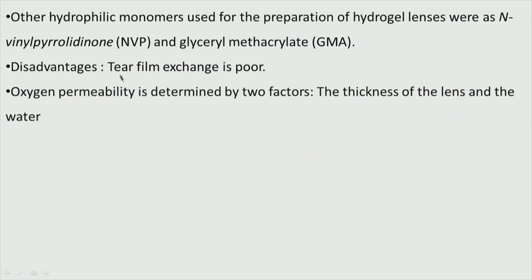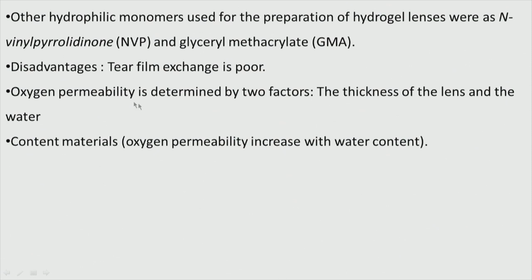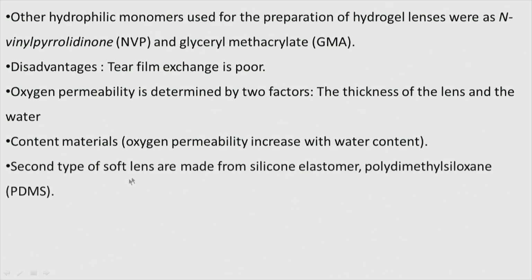The oxygen permeability, which is very important in contact lenses, depends on the thickness of the lens and the amount of water that is present. So, oxygen permeability increases with water content. The second type of soft contact lenses are made up of silicone elastomer, polydimethyl siloxane, PDMS. The first type is polyHEMA, the second type is polydimethyl siloxane.